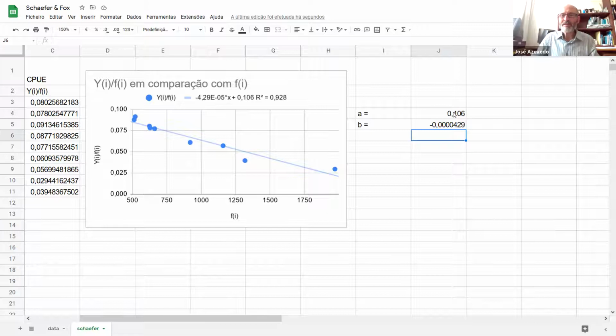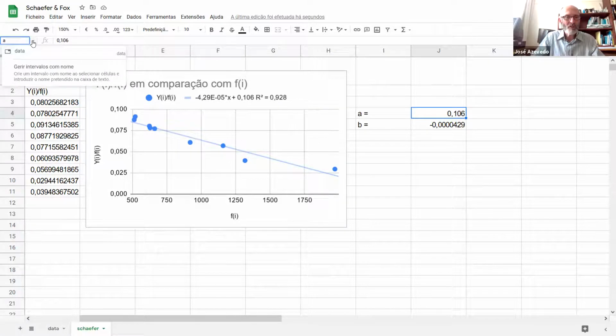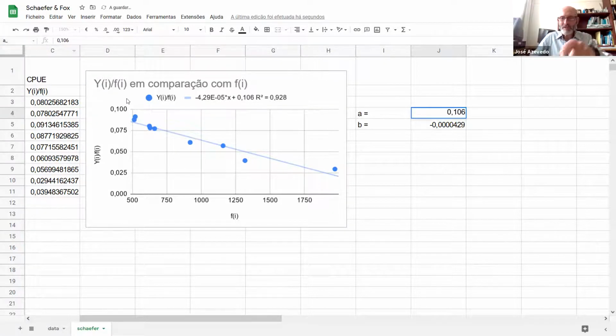I'm going to give these cells names. So I'm going to click here, and I'm going to go to this corner where you have J4, and replace J4 with the name of the variable. In this case, it will not accept just A, so I'm going to call it A underscore. And now this cell is called A, and this cell is going to be called B, again B underscore. So we have everything we need. Now, from just these two values, we can calculate the maximum sustainable yield.